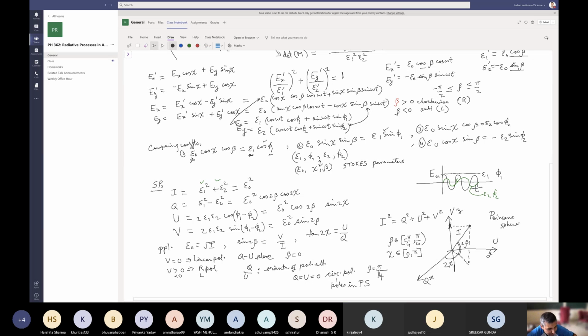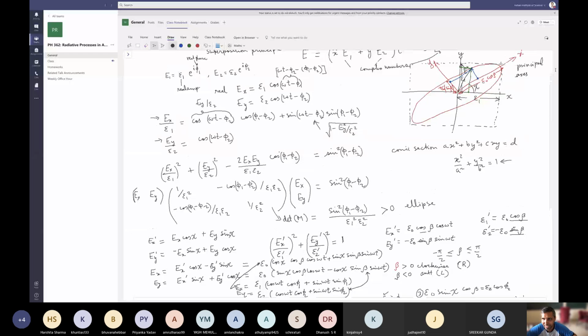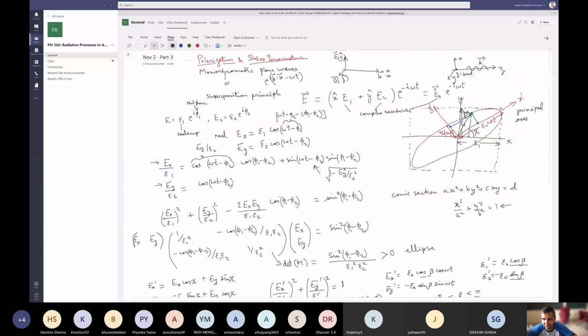So I encourage you to look at it in Rybicki and Lightman. This is a little tedious, but I encourage you to work it out on your own. Okay. So we'll end here, and this diagram is useful to remember. Any questions?